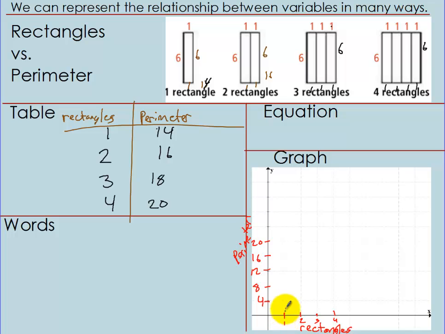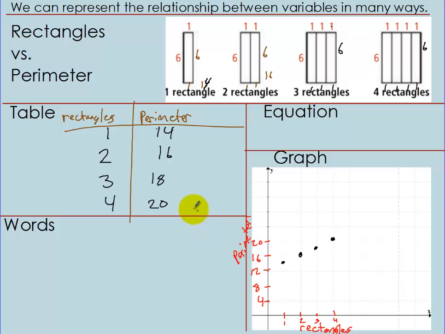Now let's plot these points. When rectangles is 1, perimeter is 14. That should be about right here. Rectangles are 2, perimeter is 16. It's about right here. 3, it's 18. It's about right here. And 4, it's 20. It's going to be about right here. So these are the points that are plotted right here. That's another way to represent that.